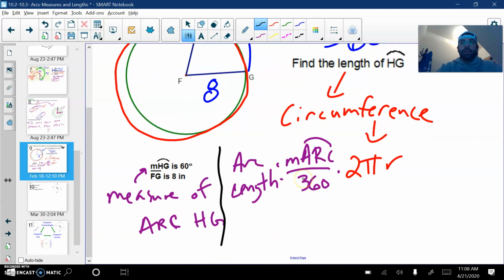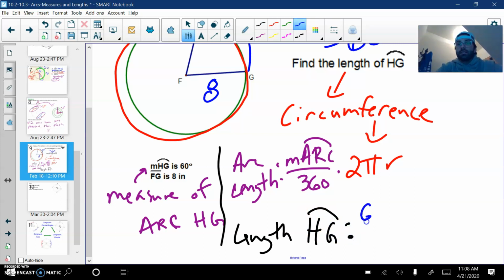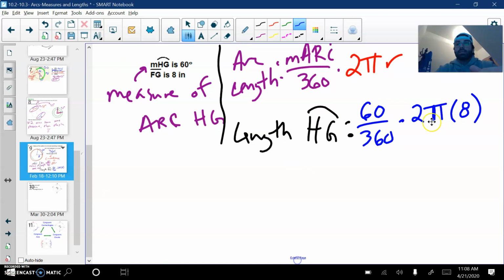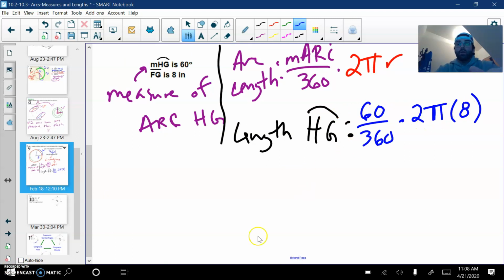To find the length of arc HG, it's going to be 60 over 360 times 2 pi r, which is 8. Now, here's the deal: we don't want to multiply pi in our answer because it'll make everything messy. All I want to do is multiply my constants, 2 times 8, and multiply it by this fraction. I'm going to show you how to do that in the calculator. I'm going to pause for a minute.